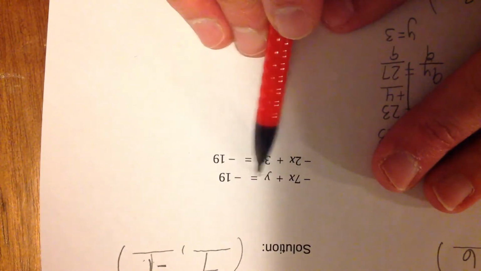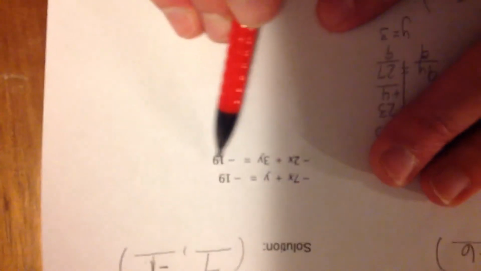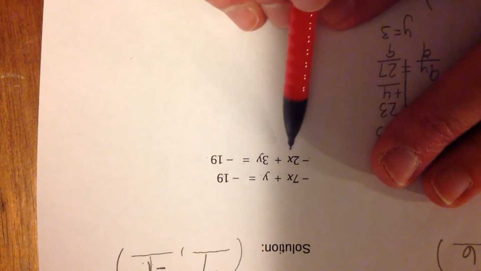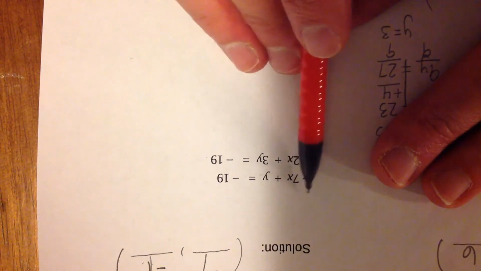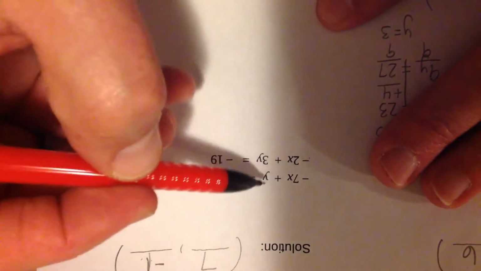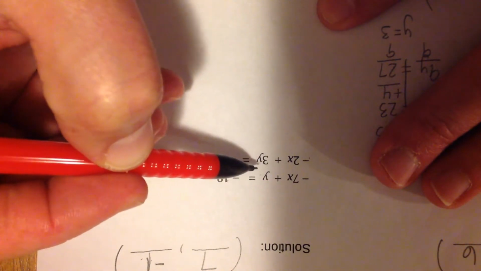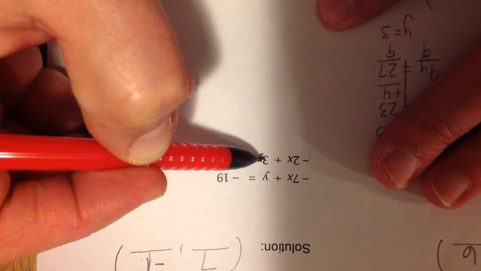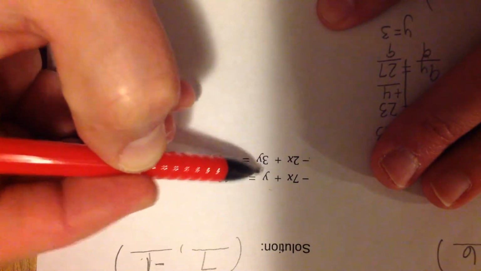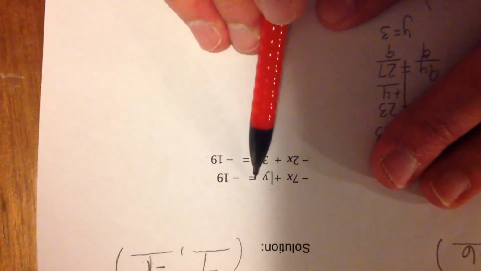Our last example is a little more complicated. I have -7x plus y equals -19, and -2x plus 3y equals -19. Either I need to find a common multiple of 2 and 7 so they cancel out; they're both negative right now, so one would need to be negative and one positive. Or I have to make this 3 and this 1 cancel out. Since I have a positive 3 here, I could make this into a negative 3. And since this is a sneaky 1, I have to think, what do I multiply 1 by to make this into a negative 3?